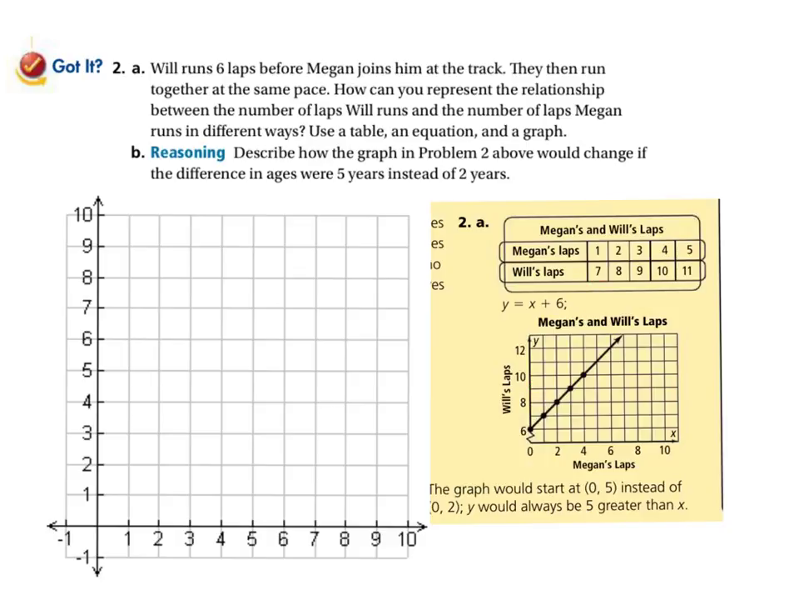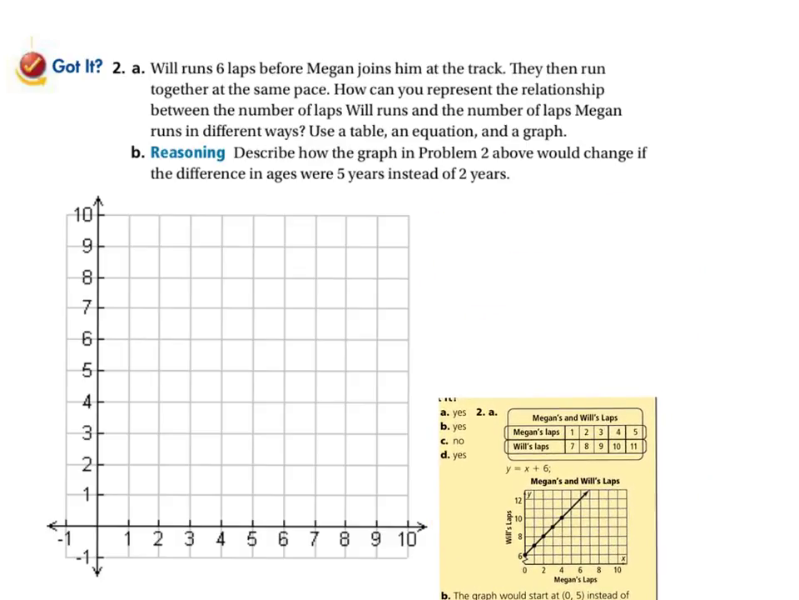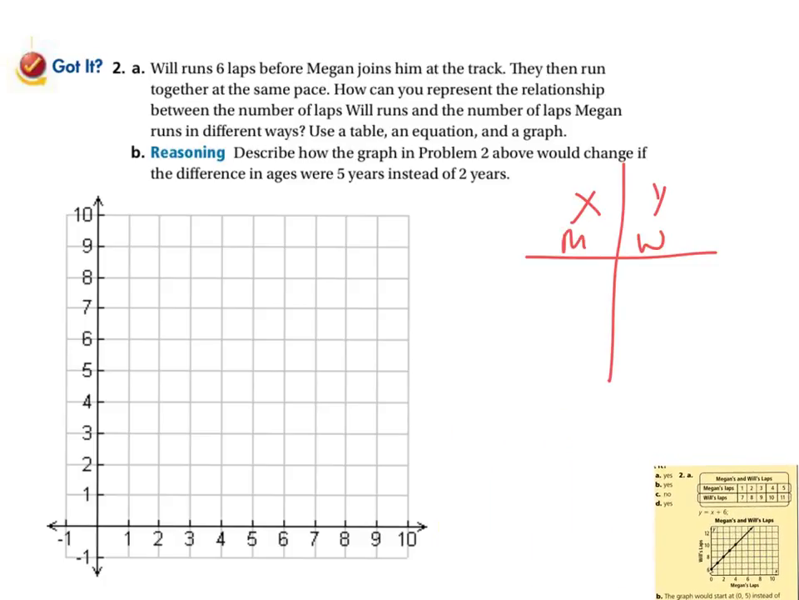Alrighty, so I'm going to get started with that. And we're going to have Megan's laps. We'll call those X, that's Megan. And we'll have Y will be Will's laps. And I like to make my tables this way, by the way. I'm a big fan of making them vertically as opposed to horizontally. Just better for the way I think.